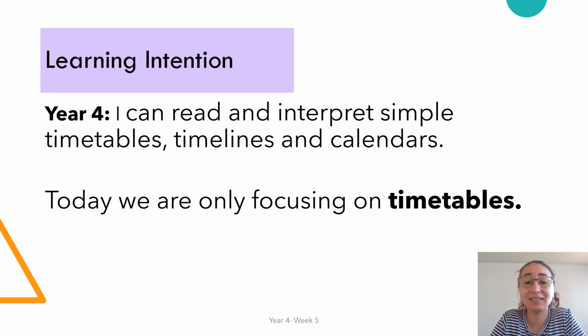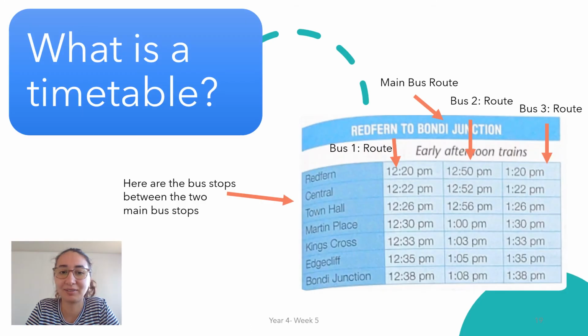A timetable basically is when there are times on a physical table like we do in data, and that table will tell you when things are happening, and that will make more sense on the next slide. So today we're only focusing on timetables. So what is a timetable? Here we've got an example.